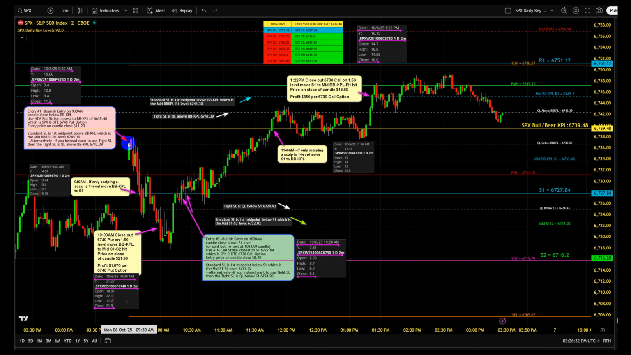of this session. So as you can see here, the candle tried to go up to touch the bull bear key price level. It fell short of it, and then it closed below the bull bear key price level. So this is a bearish entry signal. If you wish to take a trade off of this candle, this would be your bearish entry signal, and the trigger level is the bull bear KPL. So this would be a bearish entry off of the close of this candle. This is a 2-minute candle, so this is 9:30 closing at 9:32 a.m.